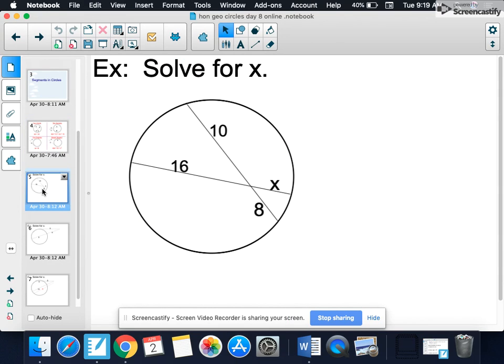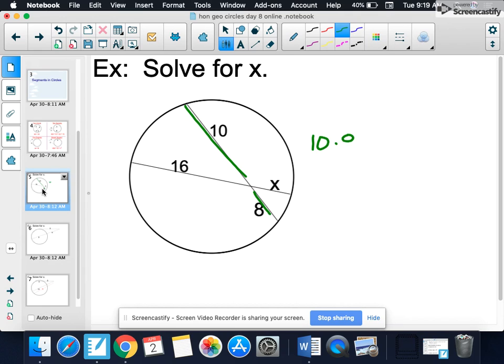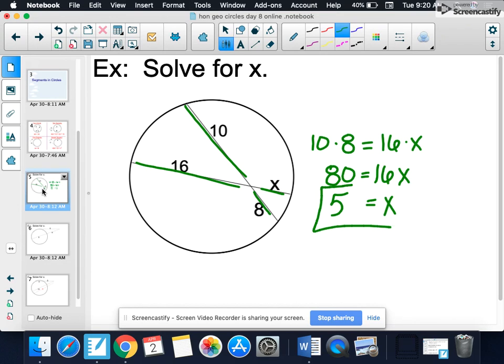For this first example here, we have 2 chords. So we're going to multiply and then set them equal to each other and solve for x. So I'm going to take 10 times 8, and that's going to equal 16 times x. So that's going to give me 80 equals 16x. When I divide by 16, I will get that x equals 5.